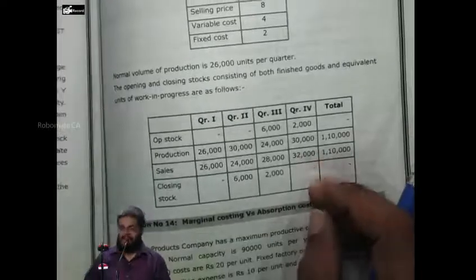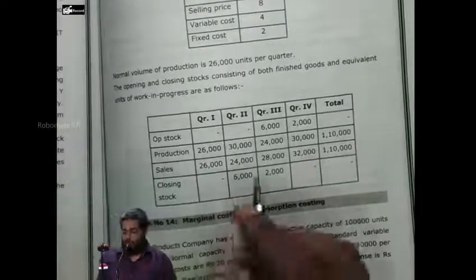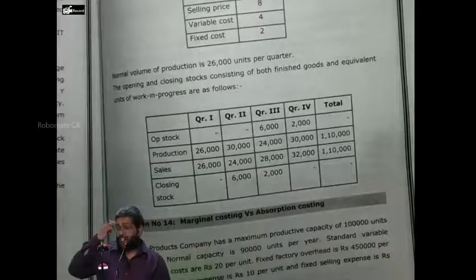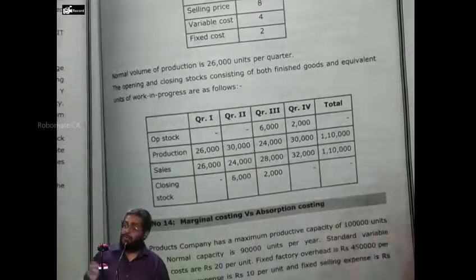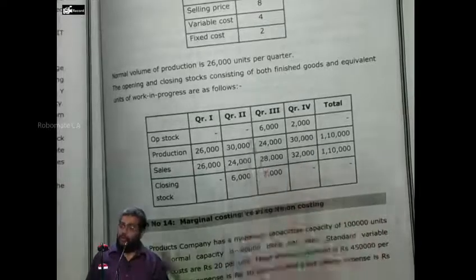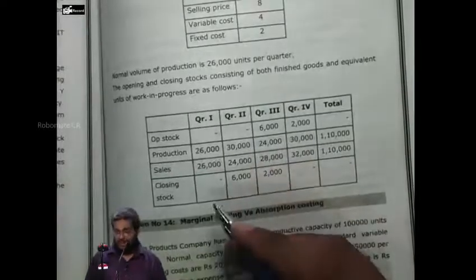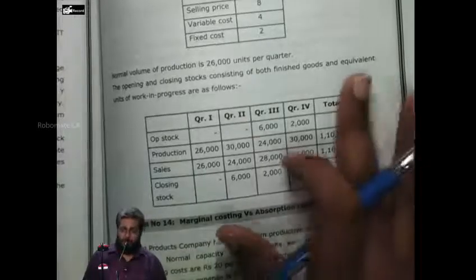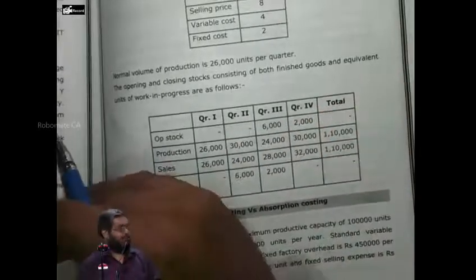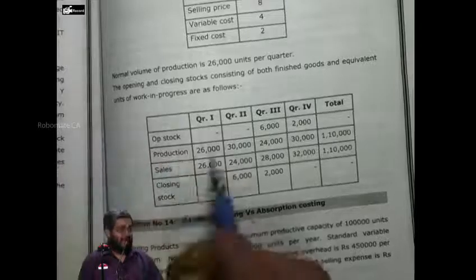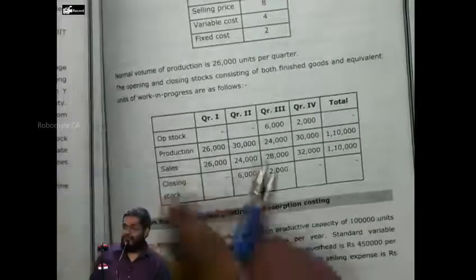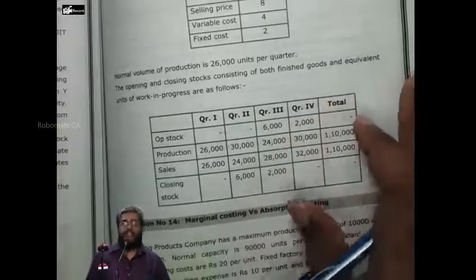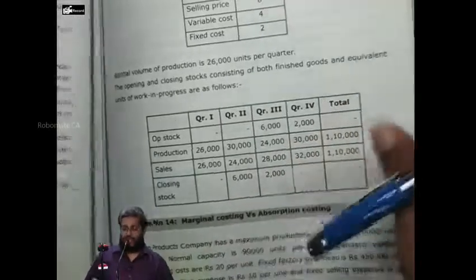These are all the details given. Why we are doing this sum is that it covers all the eventualities regarding stock. First quarter, no opening, no closing. Second quarter, no opening, only closing. Third quarter, opening and closing. Fourth quarter, only opening, no closing. In all the 4 quarters, how the profit behaves under marginal and absorption costing, we'll be seeing through this particular sum. Let's start with the discussion of the solution to this problem.